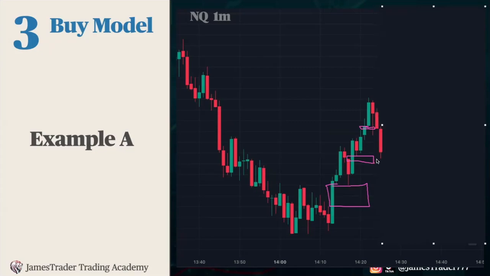So here's an idea for entry. Here's one area that you can start to look for, and you could consider an entry here with a stop loss. This would be a pretty big stop loss for me. Or you could put a stop loss underneath this one, or you can have a tighter one below here, depending on your risk and reward and where it's going to go.